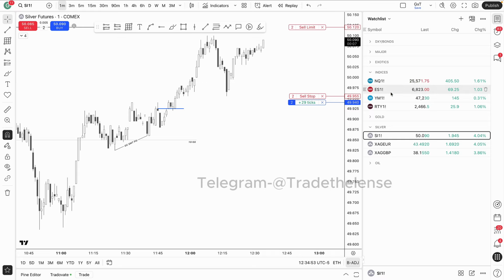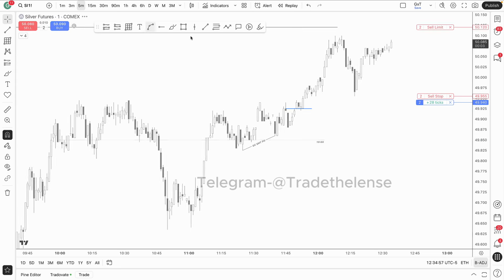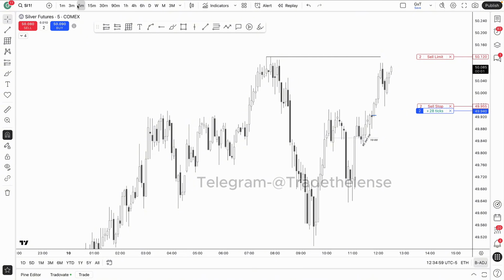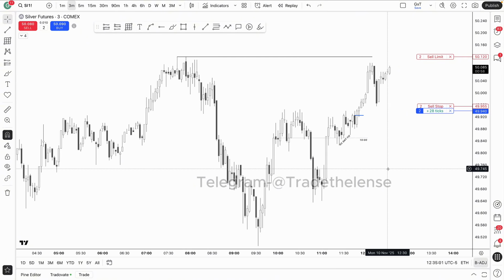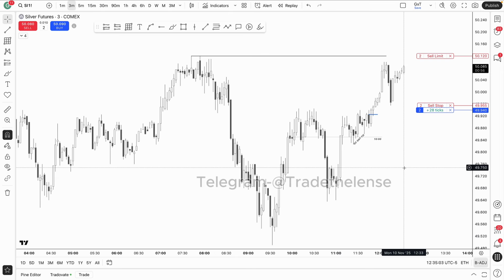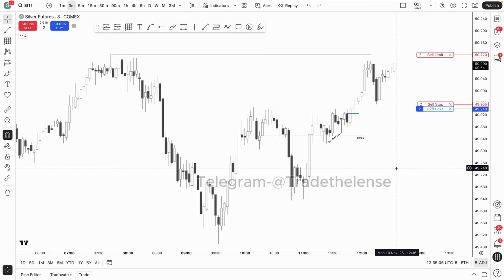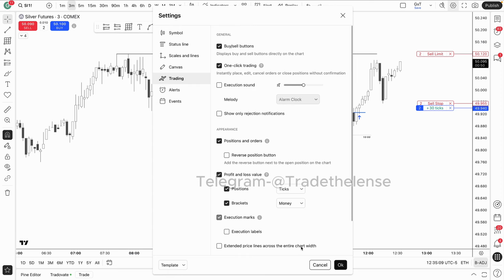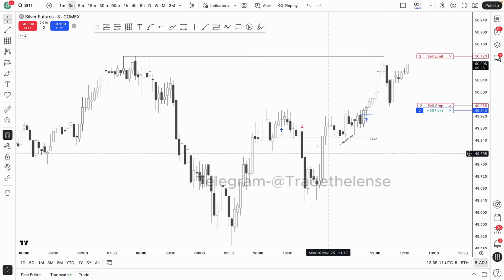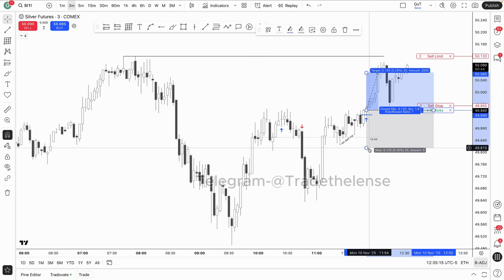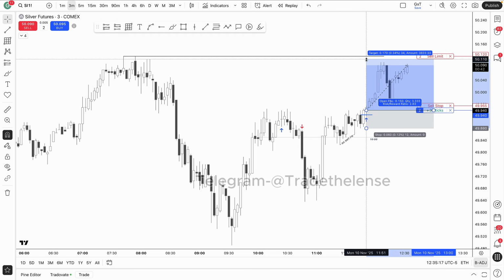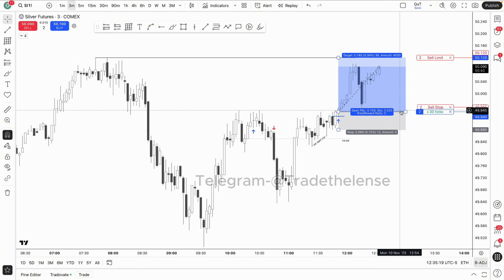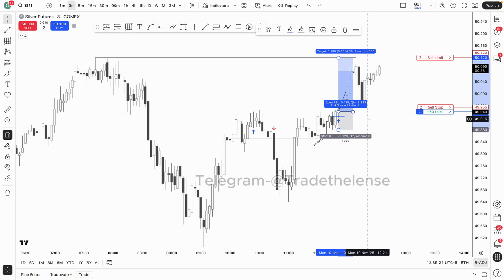All right, this is looking good, boys. I basically took the exact same trade three times today. I'll just do it with the arrows here, right to the high.